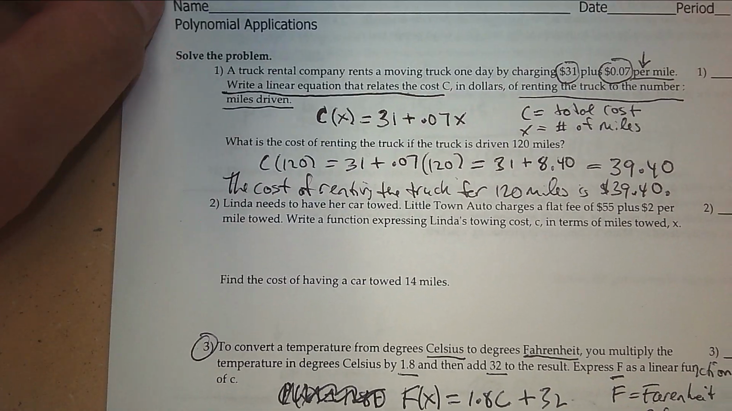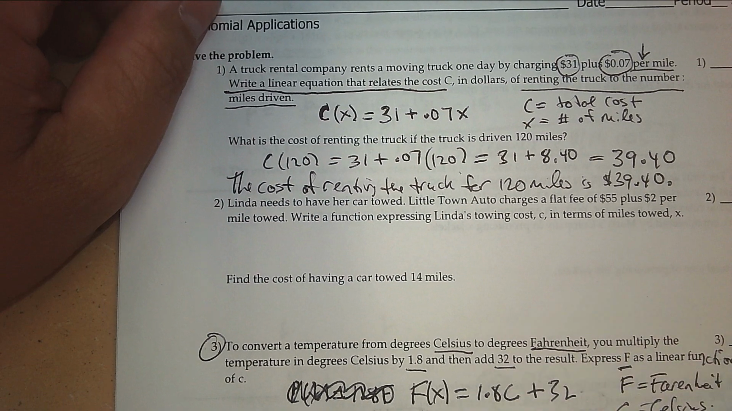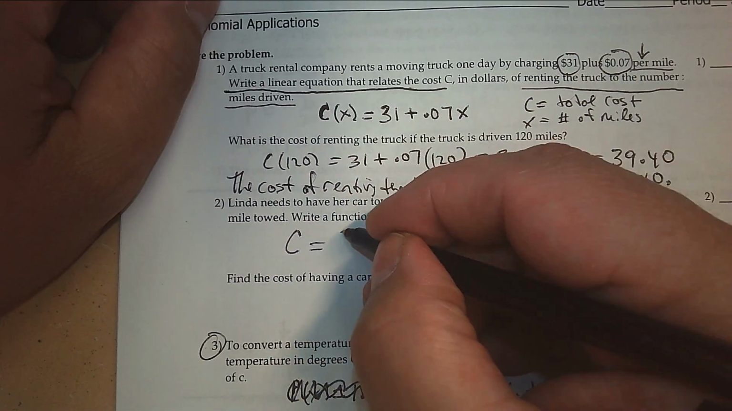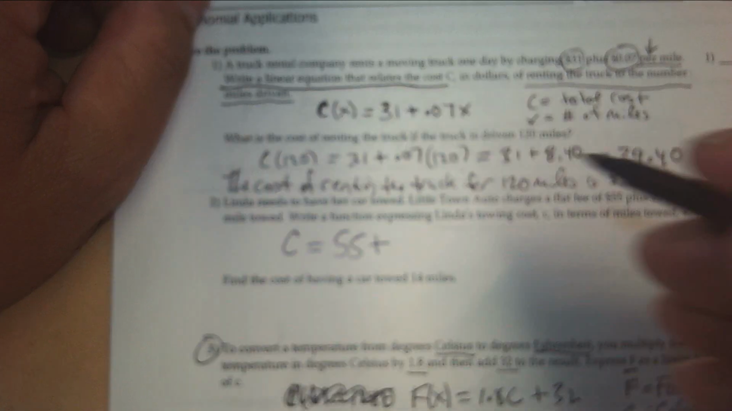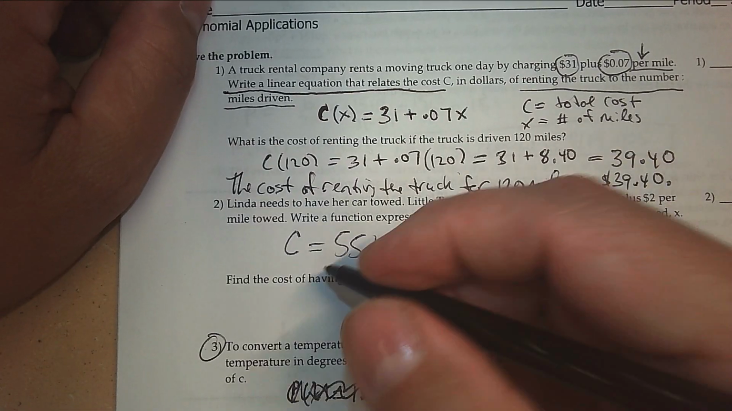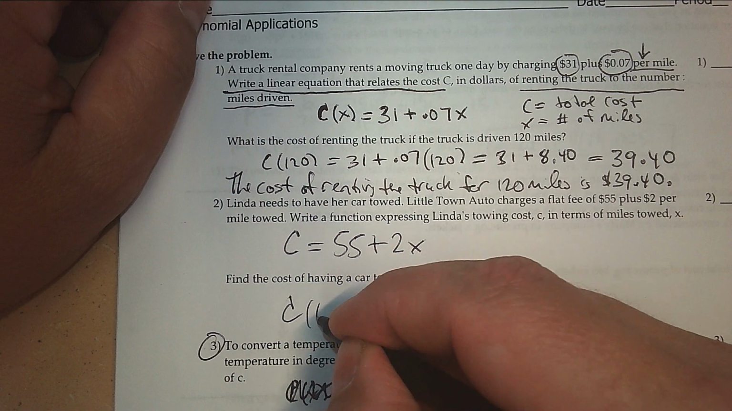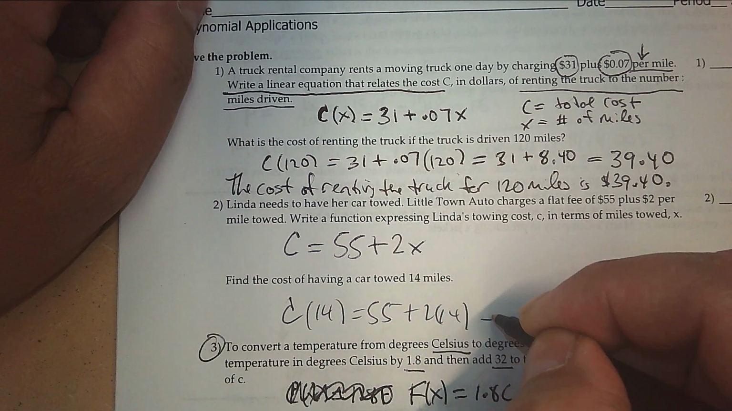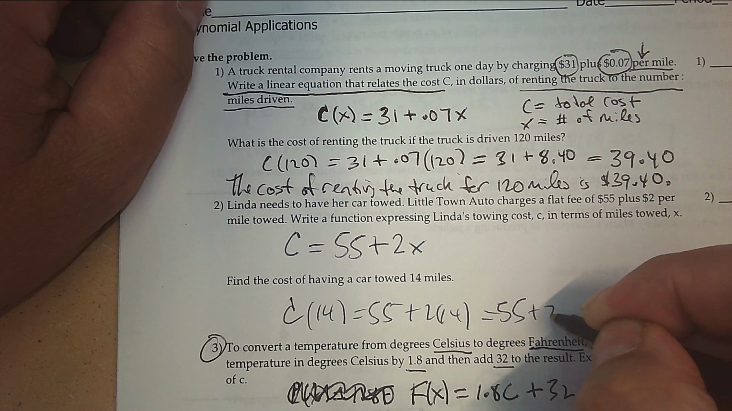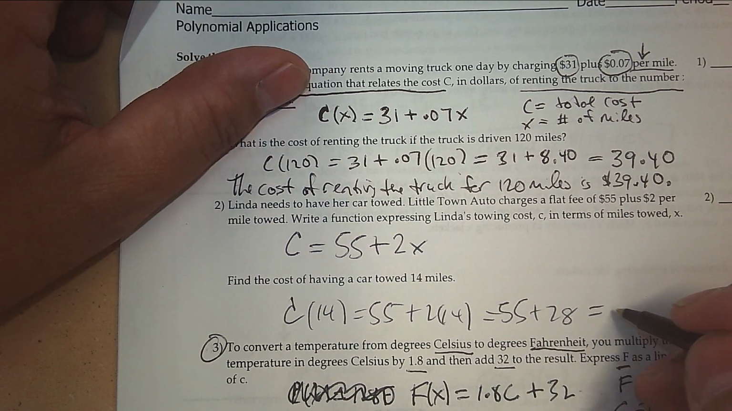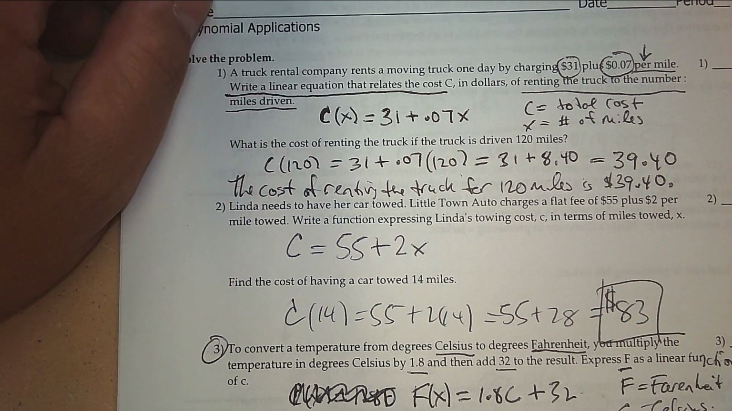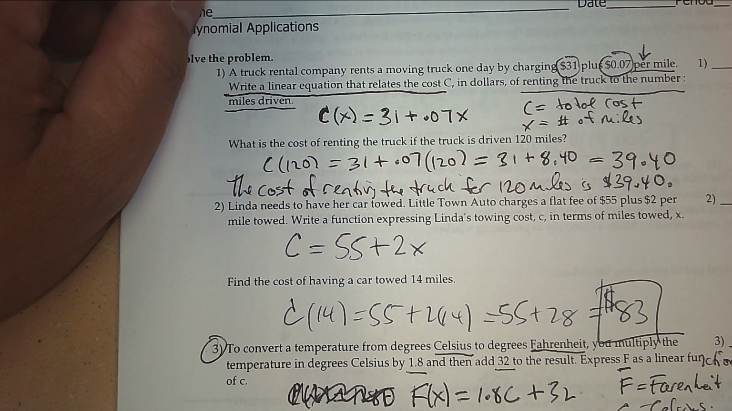So Linda needs to have her car towed. So we have a cost C, and it's $55 plus $2 per mile. If I want to know the cost for 14 miles, I simply plug in 14 and I get my answer. So 55 plus 28, that would be 83. So what was the total cost for 14 miles? And the answer was $83.